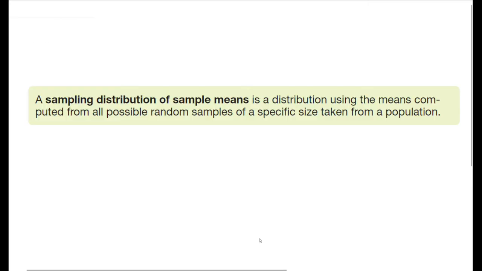So the sampling distribution of sample means is a distribution that uses the means computed from all possible random samples of a specific size taken from a population. So in our example, we took some samples, but we did it for a sample size of 4. But we would have to do it for every single possible sample of size 4. And then we collect all those sample means, and then we graph those.